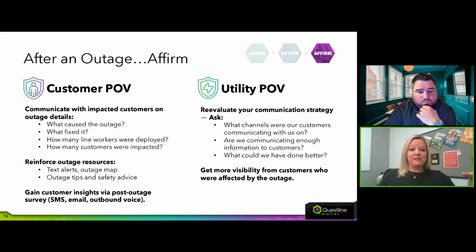In just a few minutes, like we talked about before, John is going to discuss data integrations and how this helps compile all the information that you need in this Affirm stage.